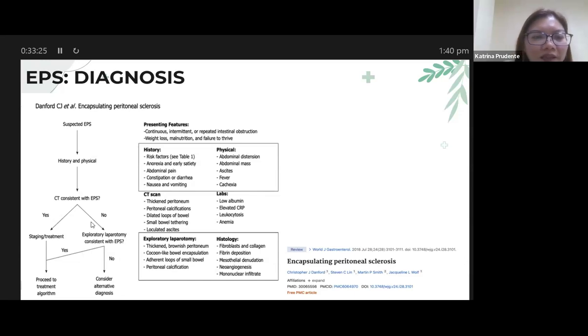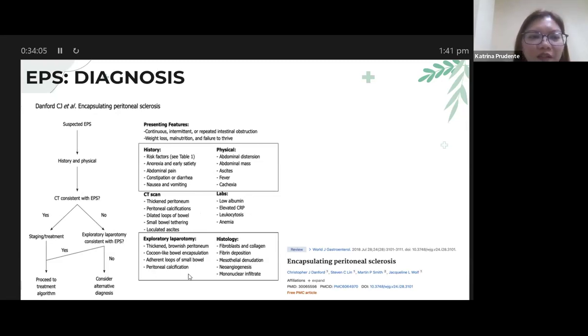And the laboratories and the imaging mentioned in this algorithm is the CT scan, which shows a thickened peritoneum, peritoneal calcifications, dilated bowel loops, small bowel tethering, and loculated ascites. In our patient, the CT scan showed a thickened peritoneum and minor dilatation of the bowel loops. For the laboratories, these can only be secondary to the inflammatory process that occurs in EPS. So low albumin, elevated CRP, leukocytosis, and anemia.